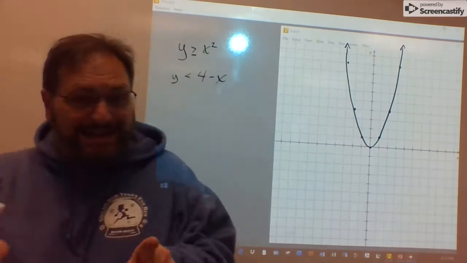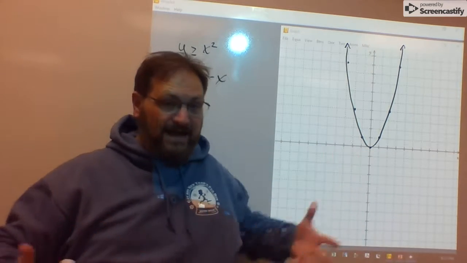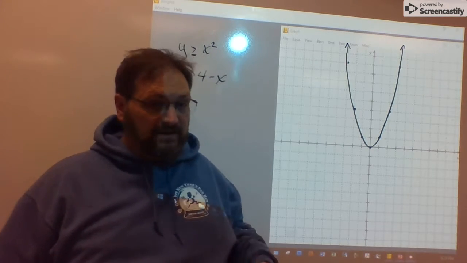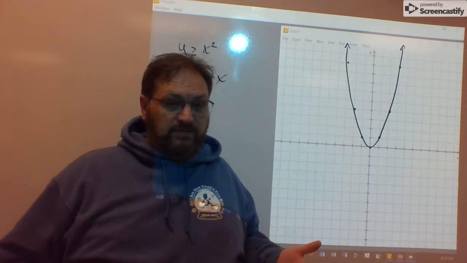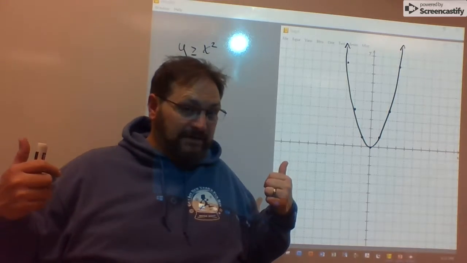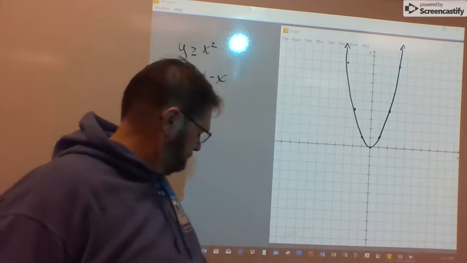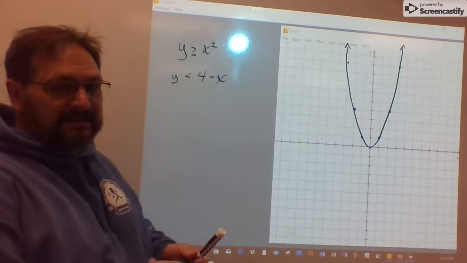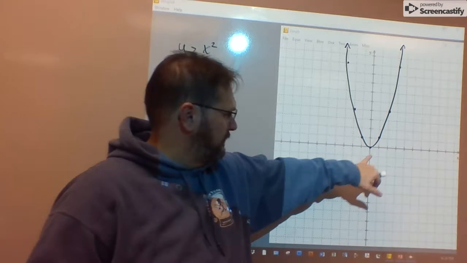In this case, I cannot use the origin, because the boundary passes through it. I have to choose another point. Convenient points would be (1, 0) or (0, 1). Whichever one you choose, note it, plug it in, see if it's true or false. Let's go with (1, 0). (1, 0) is right here.